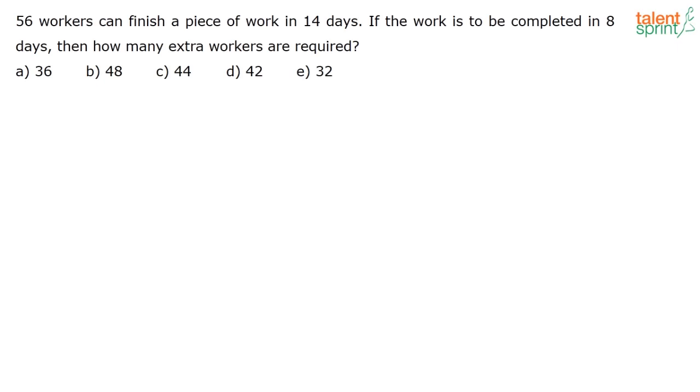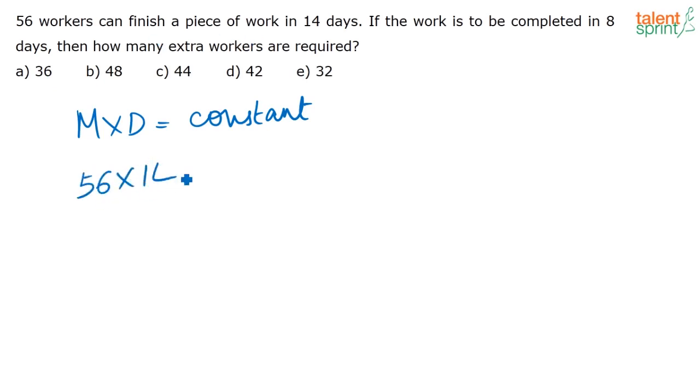See, as I said, for any given work, the product of man days is always a constant. So this is the formula that you use here. Sometimes this man days, M, is also taken as P, where instead of man they say people. But remember, both are the same. Okay, so here 56 men can finish a piece of work in 14 days. So 56 into 14, correct? So what is the man days? The product of man days is 56 into 14, and which is a constant.